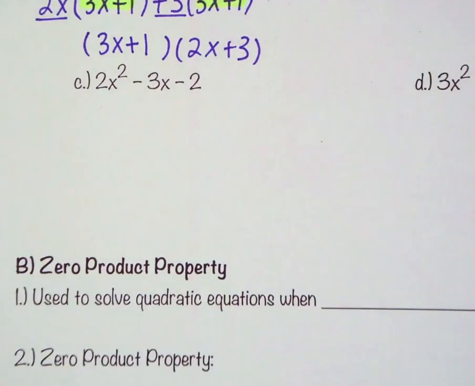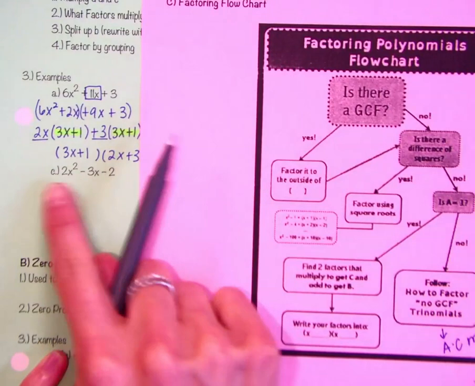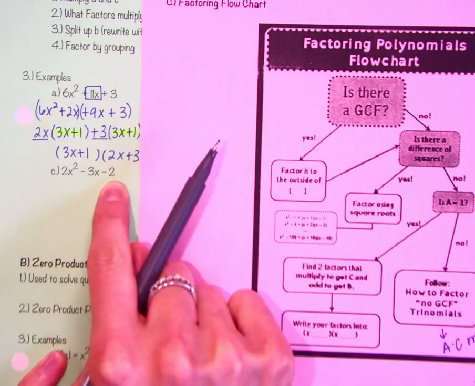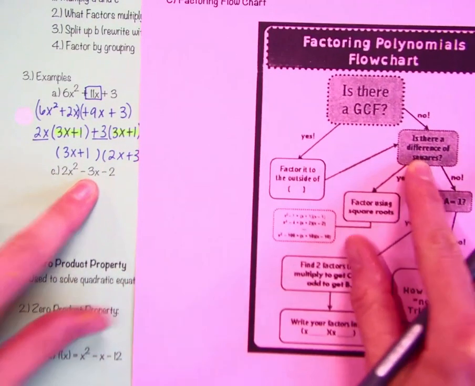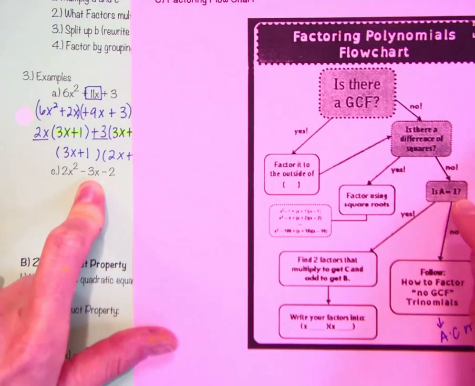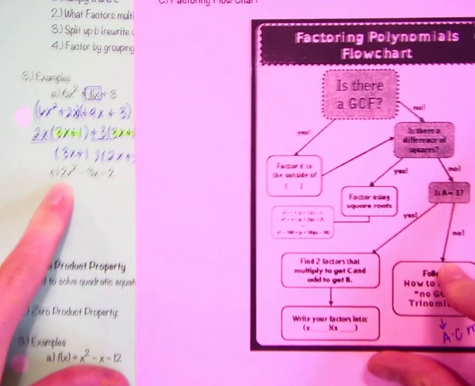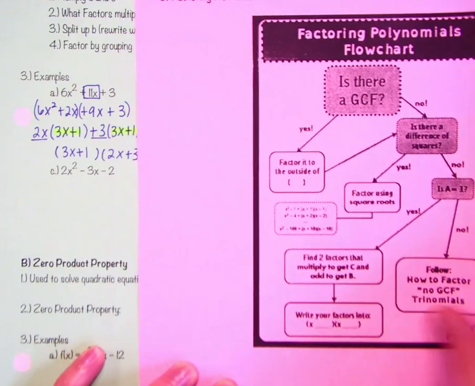I'm going to go through this factoring flowchart every time. So we'll start and look at both at the same time. Okay. So I see 2x squared minus 3x minus 2. Is there a greatest common factor? No. Is there a difference of squares? No. Is a equal to 1? No. So now we're going to use this A to C method.